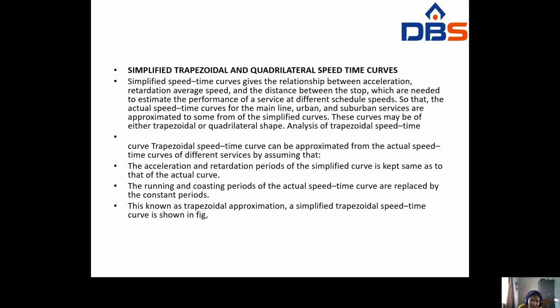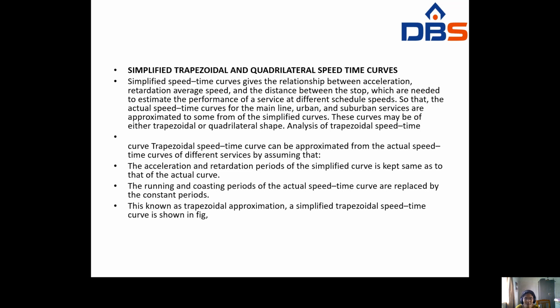This is done by assuming that the acceleration and retardation periods of the simplified curve are the same as the actual curve. Whenever you draw the simplified speed time curve, the total curve is classified into 5 regions: constant acceleration, free running period, coasting period and braking period. The acceleration and retardation periods of the simplified curve are kept the same as those of the actual curve.